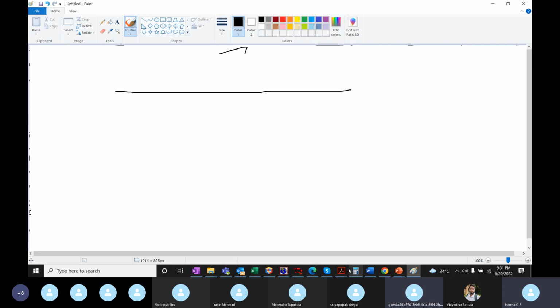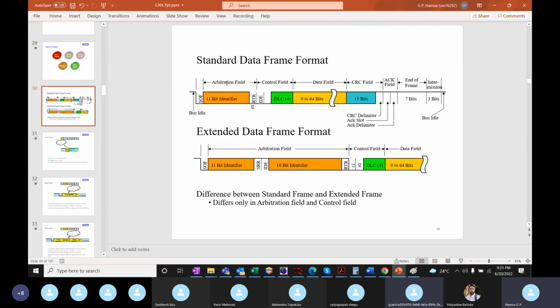So what exactly is a single frame? This one: start of the frame, arbitration field, control field, data field, CRC field, acknowledgement field, end of the frame and intermission frame. You cannot see all these things; you will get to know once you explain the OSI model. In the application layer, you can see only the data field and the identifier, that's it.